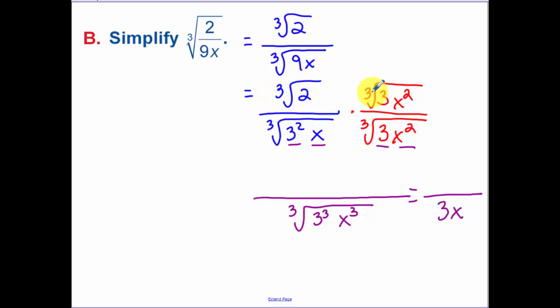Now worrying about the top. Since this root is the same, I can combine the 2 and the 3 to get me the cube root of 6x squared. There's no perfect cubes that I can pull out because 6 doesn't really have any powers to it. You can't break down 6 anymore into smaller powers, so we're left with 6x squared as our answer. So this whole thing here would be our final answer.